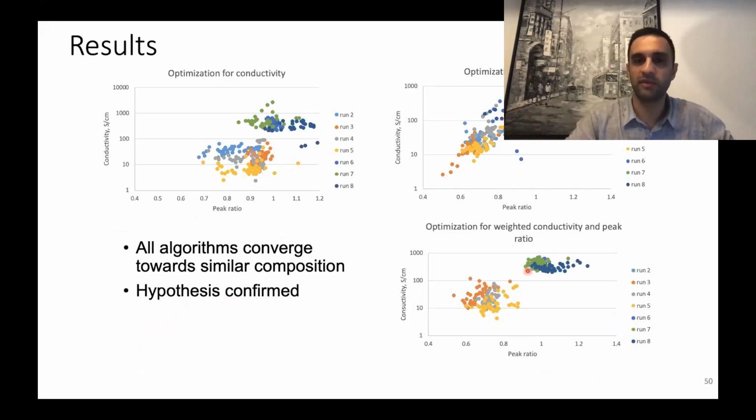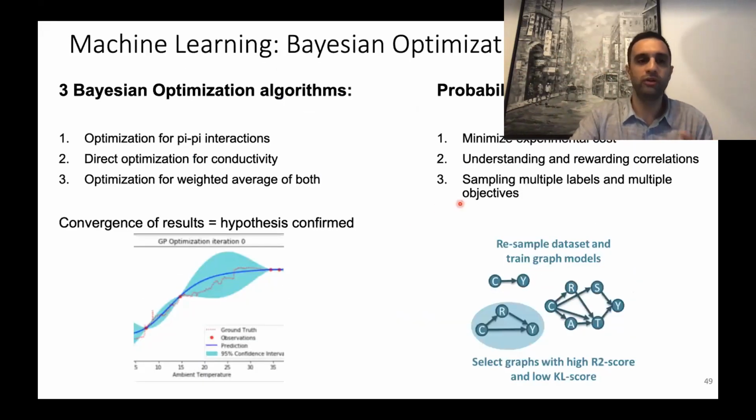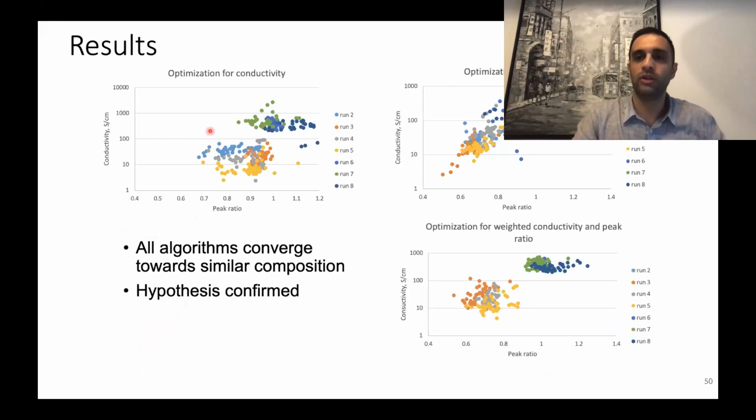And the hypothesis that we wanted to test is that if you take your optimization algorithm that's specifically designed for conductivity, and if you take an optimization algorithm that's specifically designed for your optical absorbance ratio that gives you your pi-pi interactions, do they both converge on the same composition space to give you high conductivity, right? So what we have done is in a robust fashion, tested a scientific hypothesis that your pi-pi interactions actually give you high values of conductivity, right?